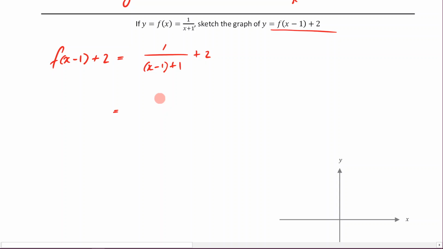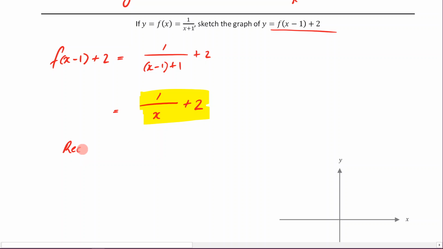Let me now rewrite this. 1 over, if I've got minus 1 plus 1, well, they're just going to go away, which is going to leave me with just x in my denominator. And I still have this plus 2 here. Let's now highlight my answer. So my answer is going to be this. Now we need to sketch it. Let's recognize some key features about this graph.